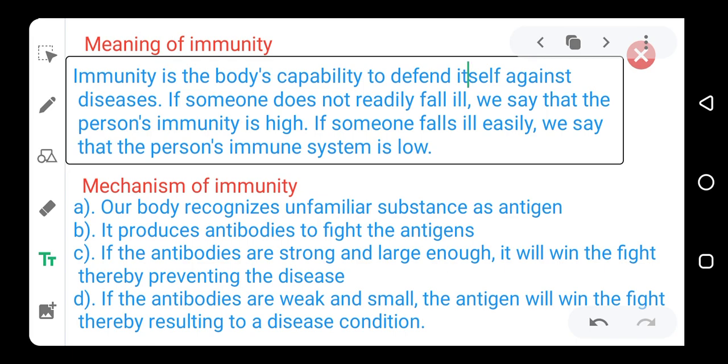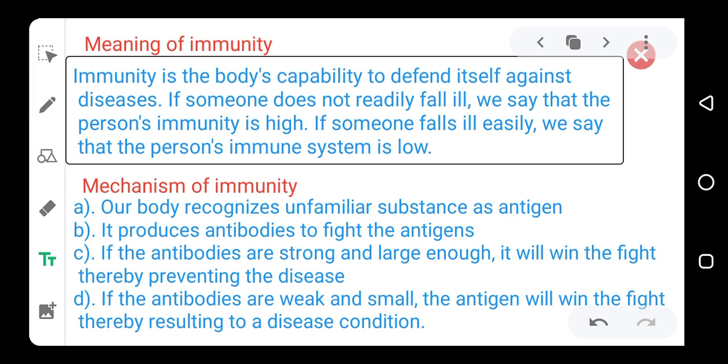We have some mechanisms in our body that help to fight any disease that wants to attack us, and those mechanisms are collectively called our immune system and confer immunity, or protection, to us. So immunity means protection against diseases, simple and short. Immunity means protection against diseases in our body.